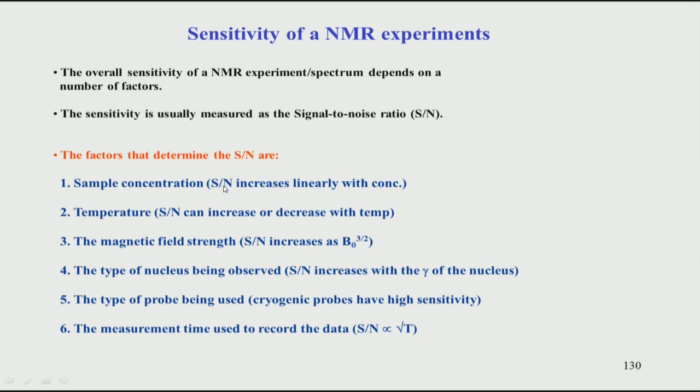So, if you double the concentration, your signal to noise will go up. The typical concentration people should use in NMR is about a millimolar or so. Again, it depends on the spectrometer frequency and the type of sample. For large molecules you need more concentration because large molecules are less sensitive, we will see that as we go on. So, sample concentration is an important parameter for sensitivity. Temperature is another parameter, whether temperature can increase or decrease.